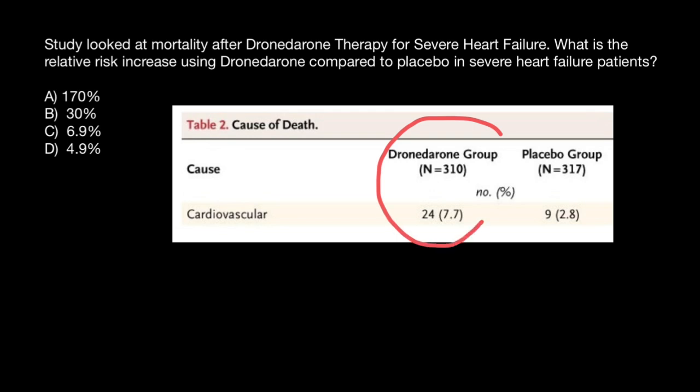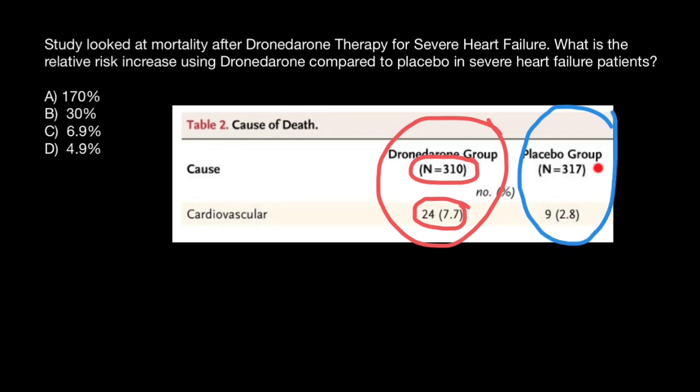Here we have the Dredon group, and here's our sample size, and here's how many people died, and here in parentheses we have the percent. And here's our placebo group. Again, we have the total number of participants and how many died. Now we have to compare these two groups in order to find relative risk. So basically we are going to have a proportion here.